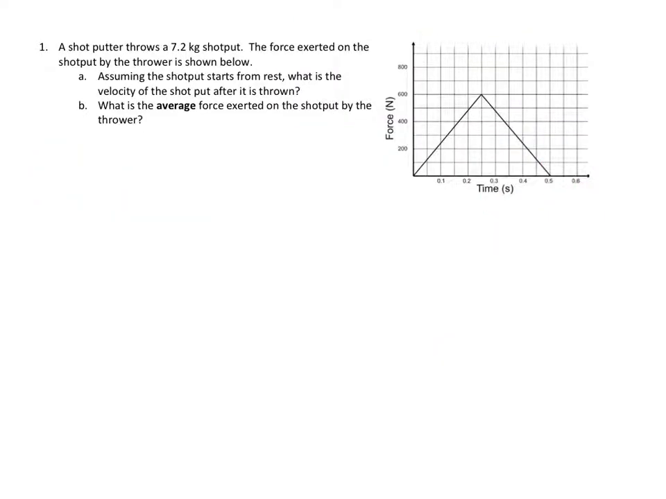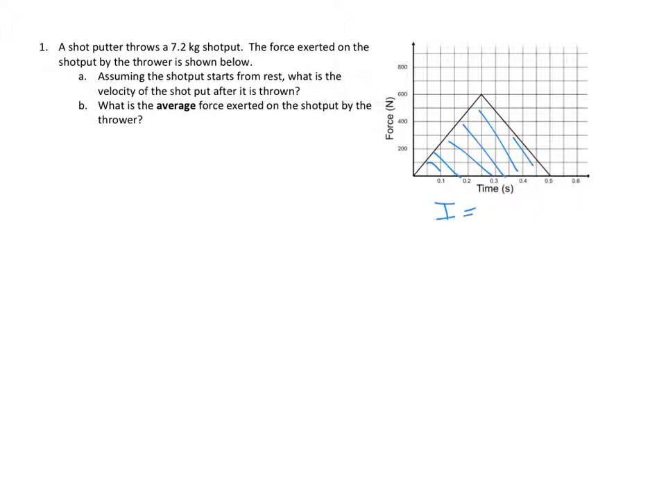So first, a shot putter throws a 7.2 kilogram shot put. The force exerted on the shot put by the thrower is shown below. Assuming the shot put starts from rest, what is the velocity of it after it is thrown? And then part B, what is the average force exerted on the shot put by the thrower? So first thing we want to do is use the graph to figure out the area. That will give us the impulse.